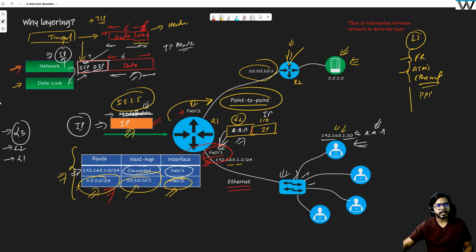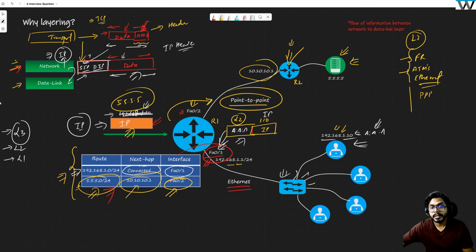But does the network layer need to care about which one is going to be used? No, not at all. You just send your packets. The network layer is going to send its information to the data link layer, and now it is its responsibility to send it across this one, right?